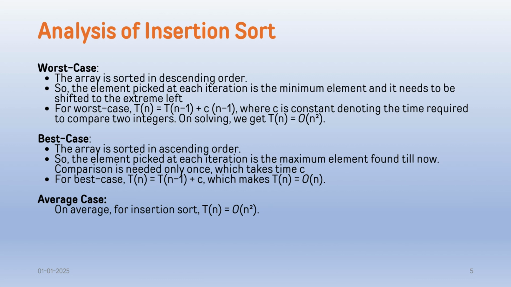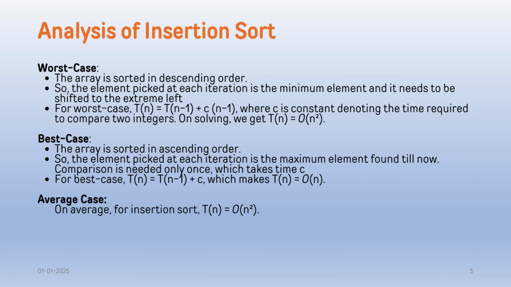If the time taken to sort the entire array is T(n), then T(n) is equal to T(n-1) plus C times (n-1). Here T(n-1) is the time to sort the first n-1 elements, and n-1 is the number of comparisons required to insert the nth element into its correct position. We also need n-1 right shifts. The total time taken for comparison and shifting of the n-1 elements is written as C multiplied by (n-1). We can solve the recurrence relation to get order of n square.